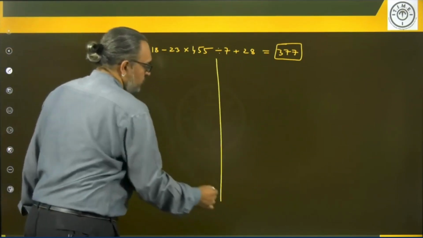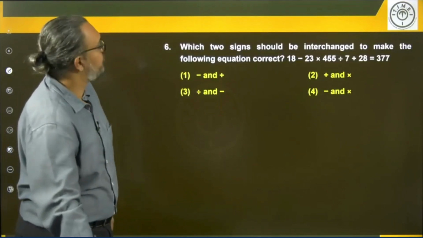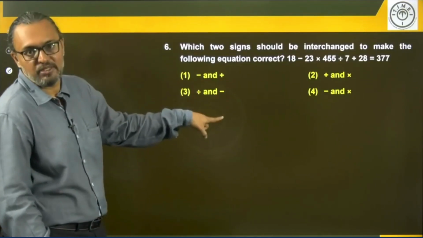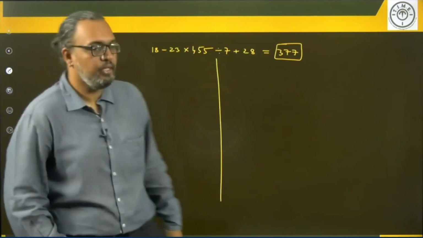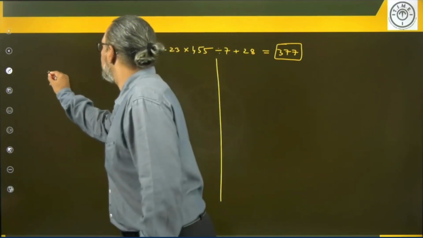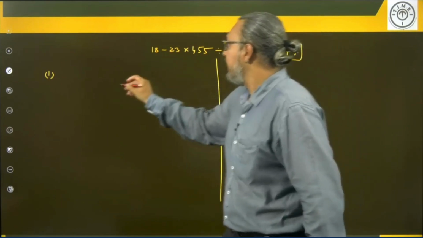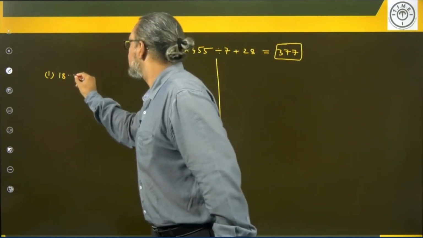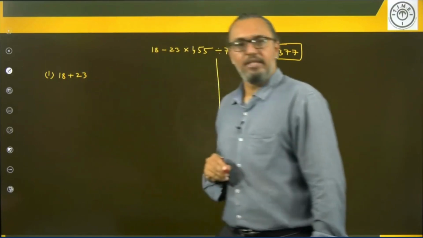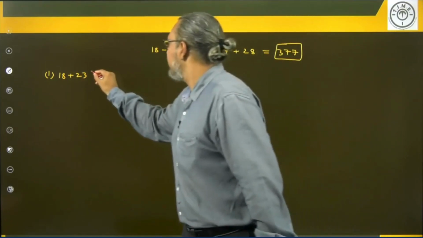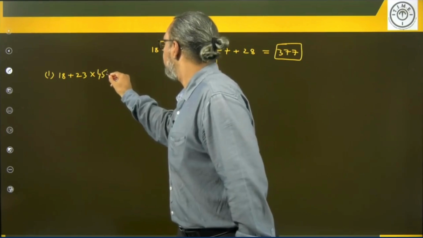Okay, so let's take the first option. What is the first option given? Minus and plus, if I interchange. So the first option, now minus and plus I have to interchange. So 18, this time I'll put plus. Minus and plus are to be interchanged, right? Then the remaining will be the same, into 455.